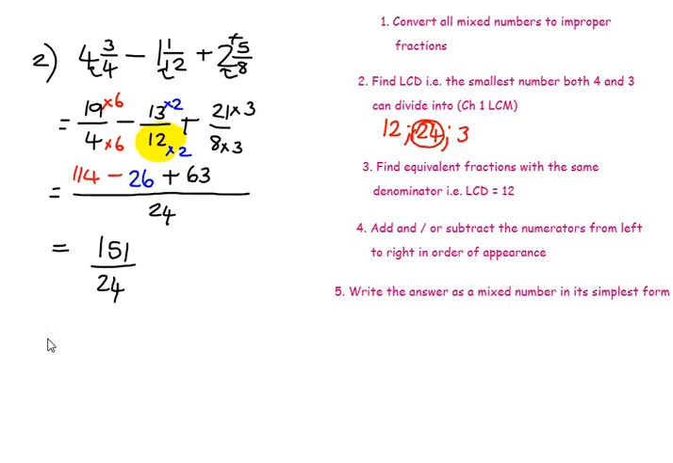24 goes into 151. Well, 24 goes into 151 6 times. Remainder 7, and there's 7/24. Remember, check that you can't simplify this. No, I can't, so that is my answer as a mixed number.